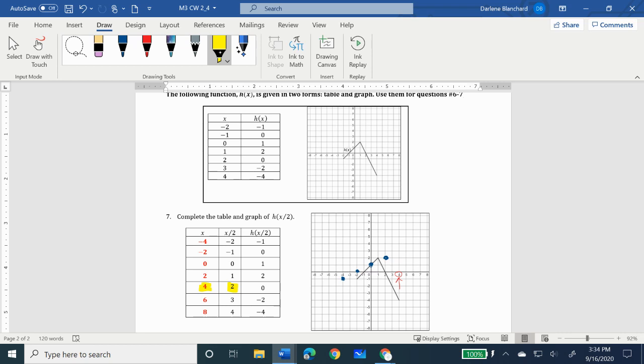h sees 2 coming and says, I give you 0. So what that means is when 4 goes in, 0 comes out. And I can plot the point (4, 0). And realize that on the graph over here, it is taking what used to be the point (2, 0), and it's multiplying the x coordinate by 2 to stretch it out over here to 4.